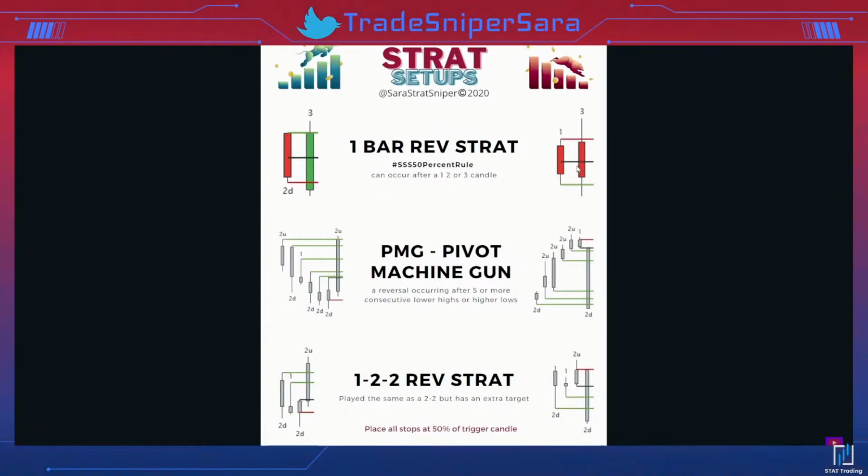Fun fact, outside bars most commonly happen after inside bars. And the reason for that is because inside bars are usually much smaller bars compared to 2s. A 1-bar rev strat, so a 3, can happen after any candle type. So it can happen after a 1, it can happen after a 2. You can have back-to-back 3s, which are also one of my favorite setups. A pivot machine gun.